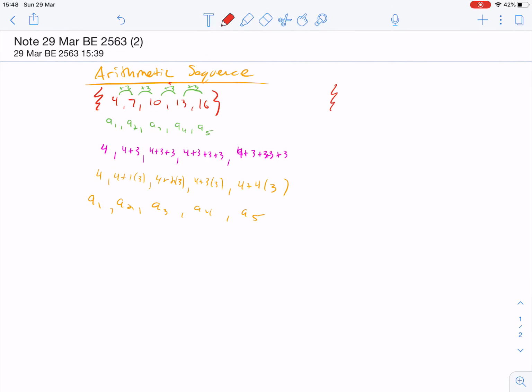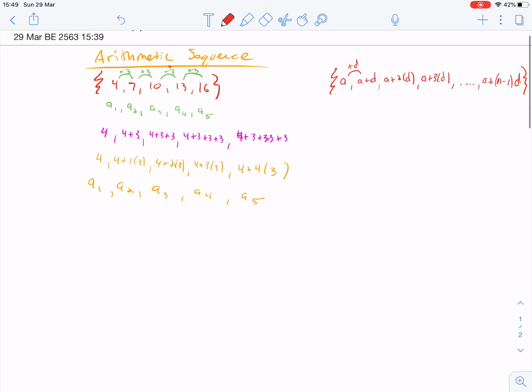Say instead of A1, I'll just have A, and our difference is going to be D. So we write it as A plus D, then A plus 2D, and then A plus 3D, and so on, until we get to our final term, which would be A plus, for n terms, 1 less than that, times D. Can you see why this is our formula?